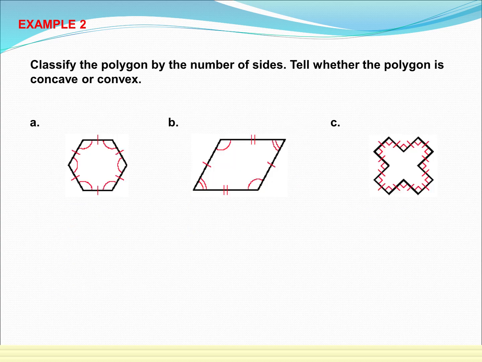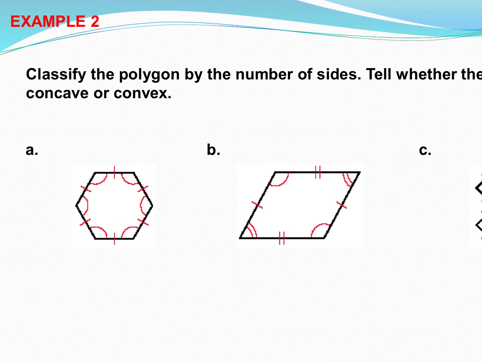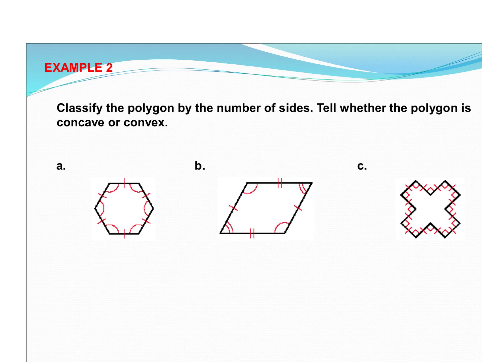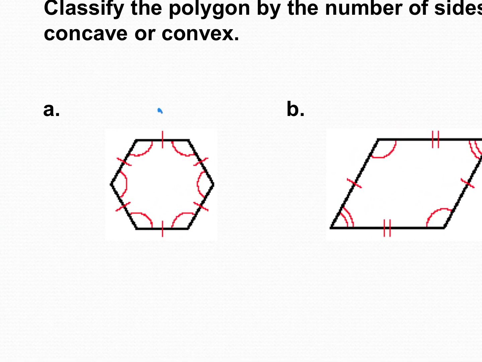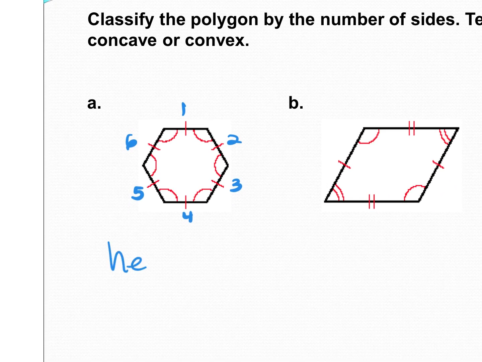All right, so for figure A here, these are all polygons to begin with, so now what they want us to do is give the specific name and then tell if it's concave or convex. So to classify it or give its name, we need to count. So I have 1, 2, 3, 4, 5, 6 sides. What's the six-sided polygon called? Hexagon. And is this concave or convex?